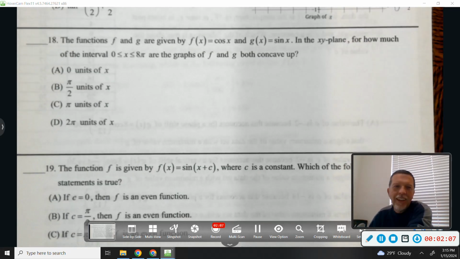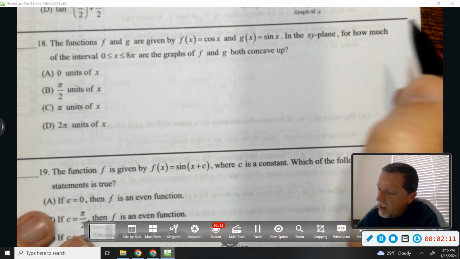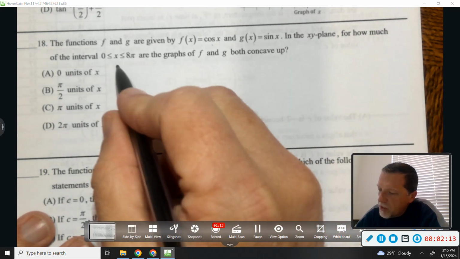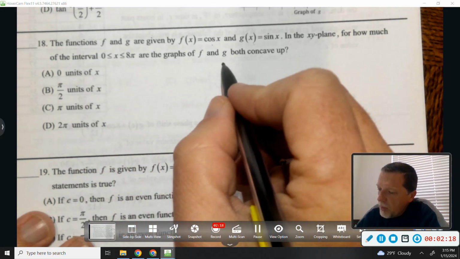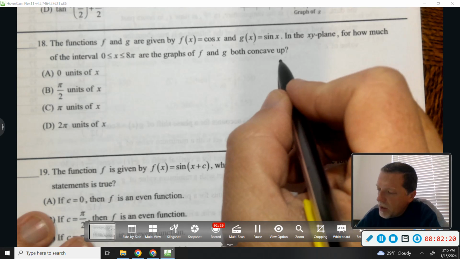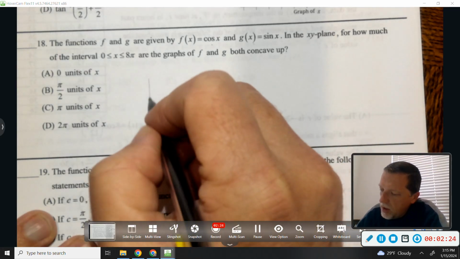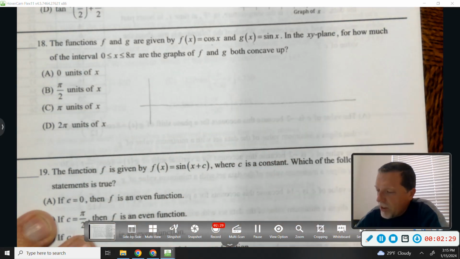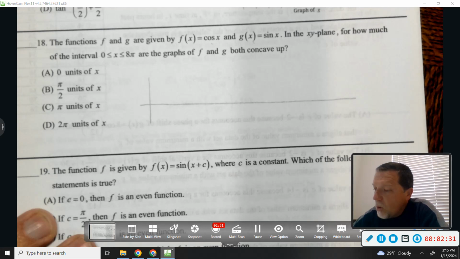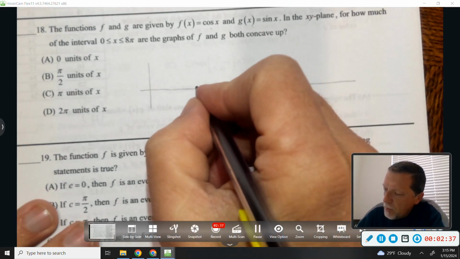Number 18. The functions f and g are given by cosine and sine in the xy-plane. For how much of the interval 0 to 8 pi are they both concave up? So I could graph these to 8 pi, or could I graph them 0 to 2 pi and multiply by 4? Probably.